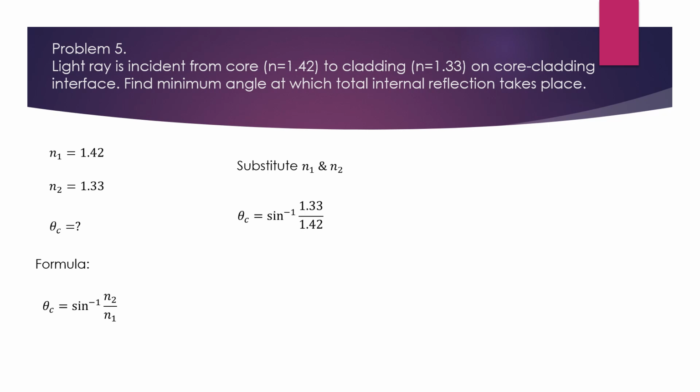Calculating 1.33 over 1.42 results in 0.9366, and calculating sine inverse 0.9366 gives us the critical angle, approximately 69.5 degrees. So any angle beyond this, or the minimum angle, is 69.5 plus to get a total internal reflection.